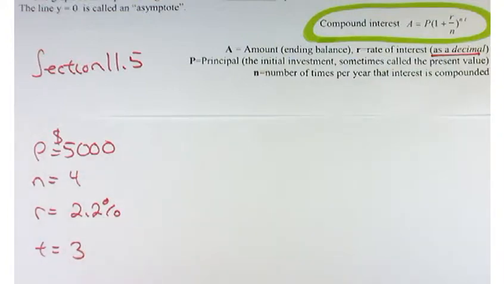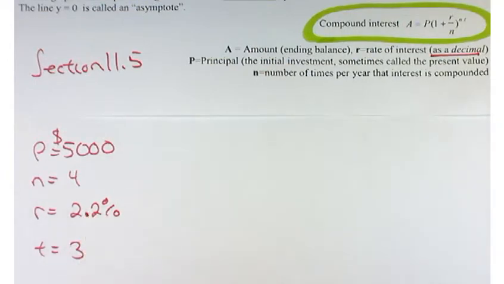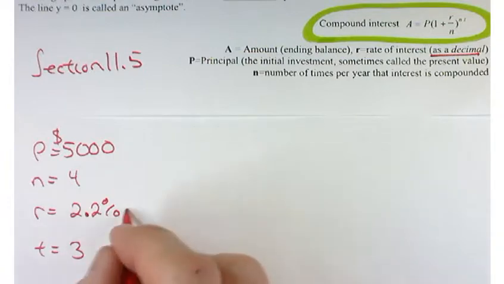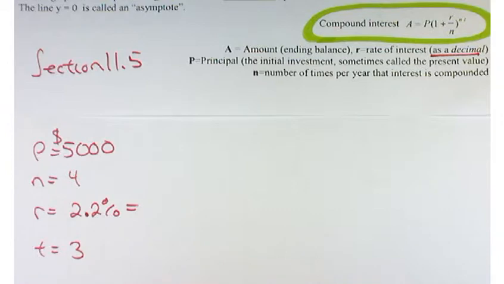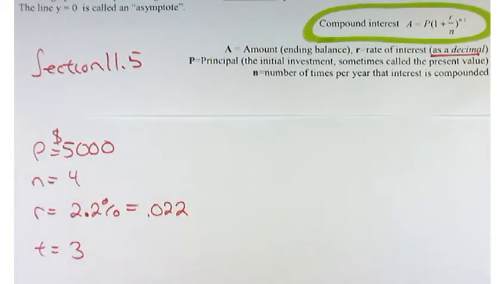Now, the important thing about r is that it has to be written as a decimal. So 2.2% is nice, but what is 2.2% as a decimal? If I got rid of the percent sign, what would I have to write to get it equivalently? 0.022. Yes. So 0.022. Okay.